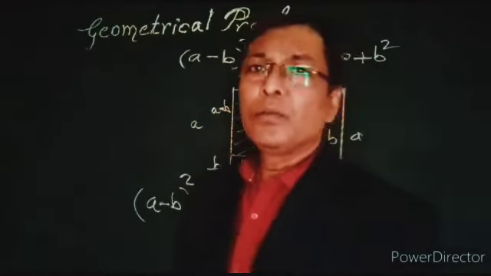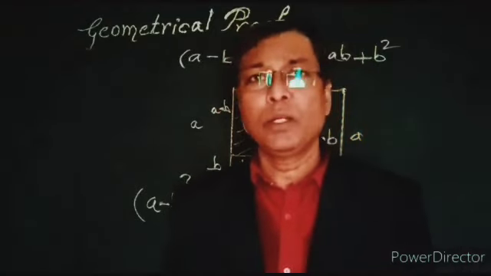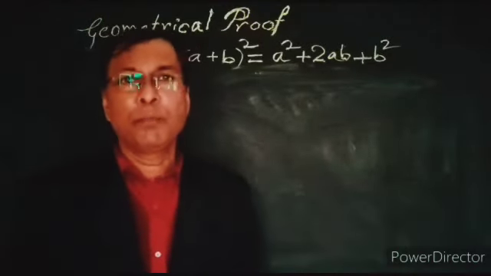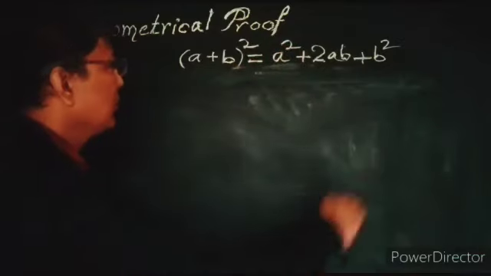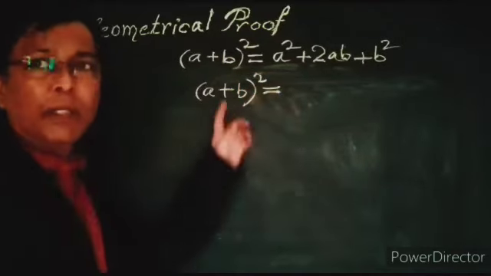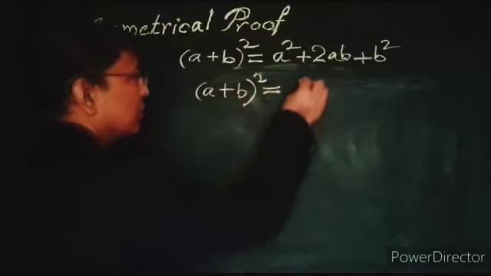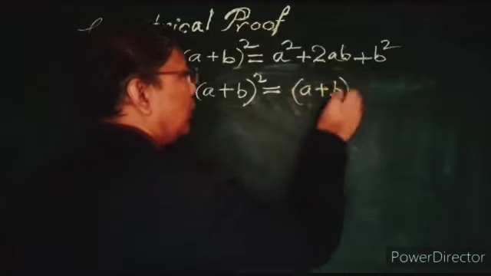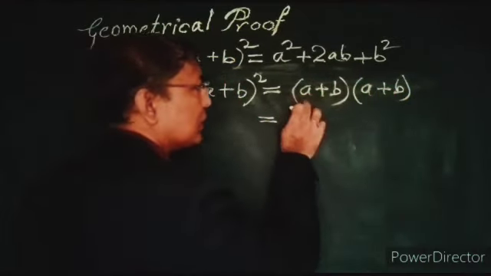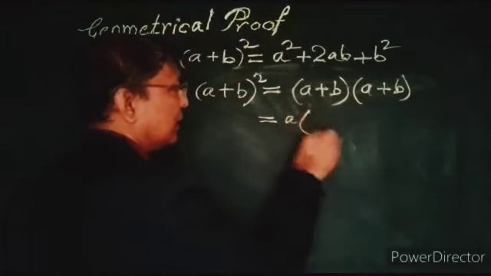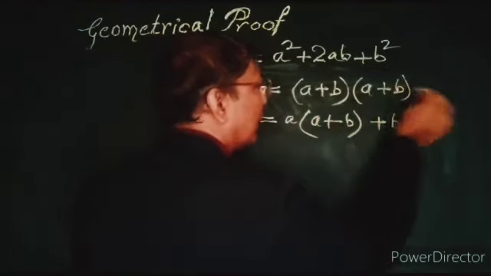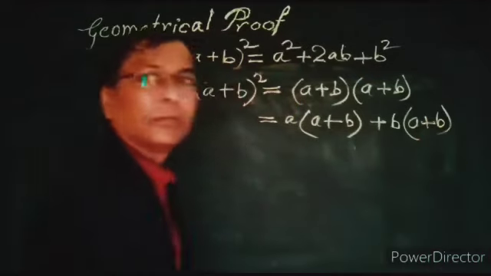Now, let us try to prove a plus b whole bracket square equals a square plus 2ab plus b square. Let us see the algebraic proof for the identity a plus b whole bracket square. We start with a plus b whole bracket square. This means we have to write this bracket two times. That is a plus b into another bracket a plus b. Let us simplify this. We take the first term and multiply it to the second bracket, that is a into bracket a plus b. We take the second term and multiply it to the second bracket, that is b into a plus b.